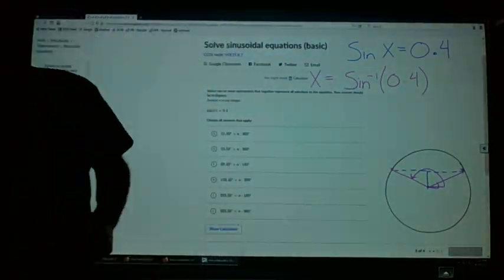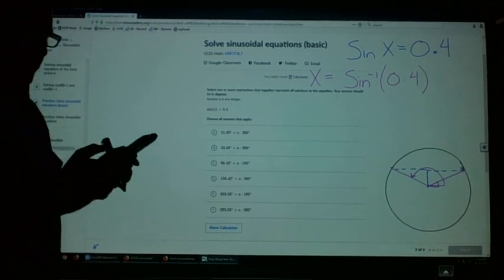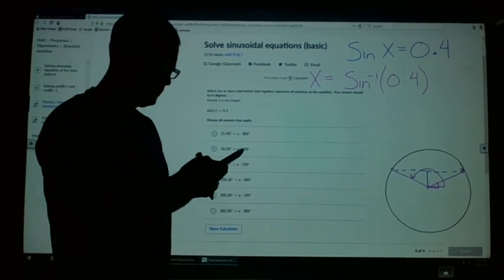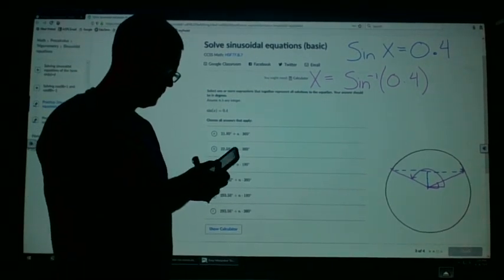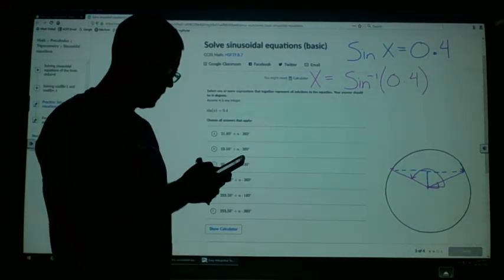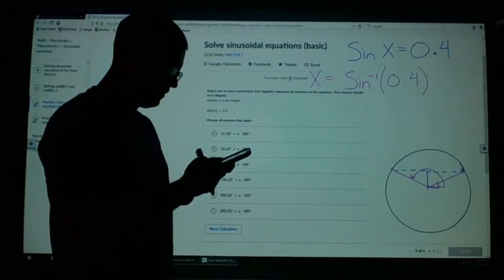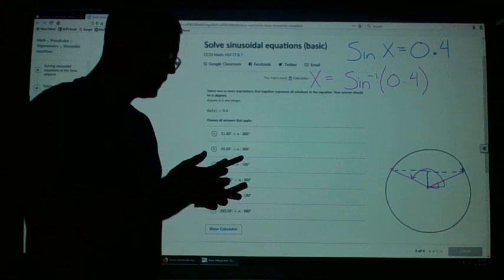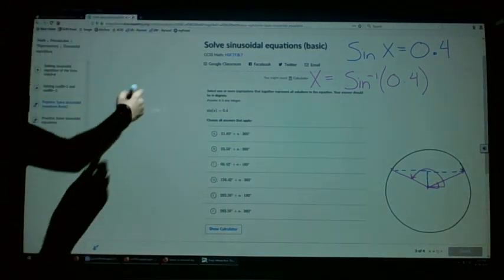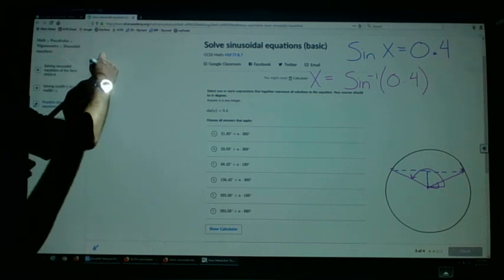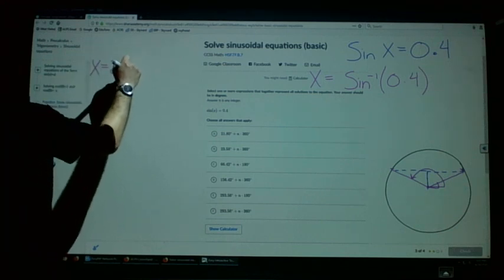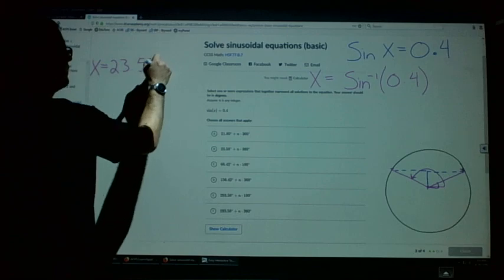And then I go to my calculator. I check the mode, make sure it's in degrees, which it's not. And I do the inverse sine of 0.4. And that gives me 23.57. So I get my first solution. X is equal to 23.57 degrees.